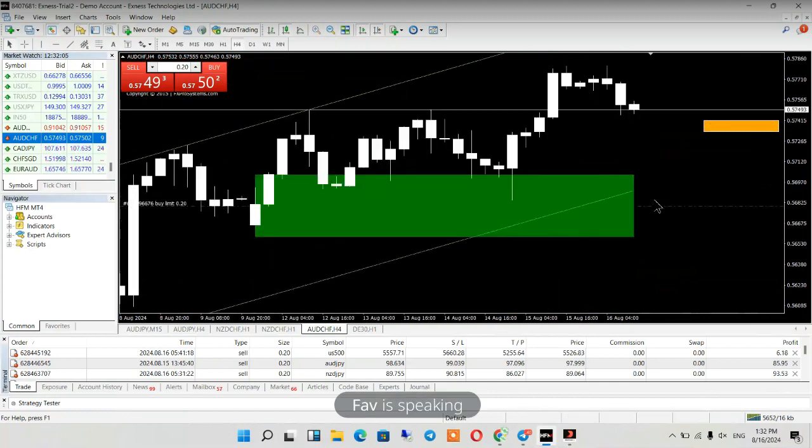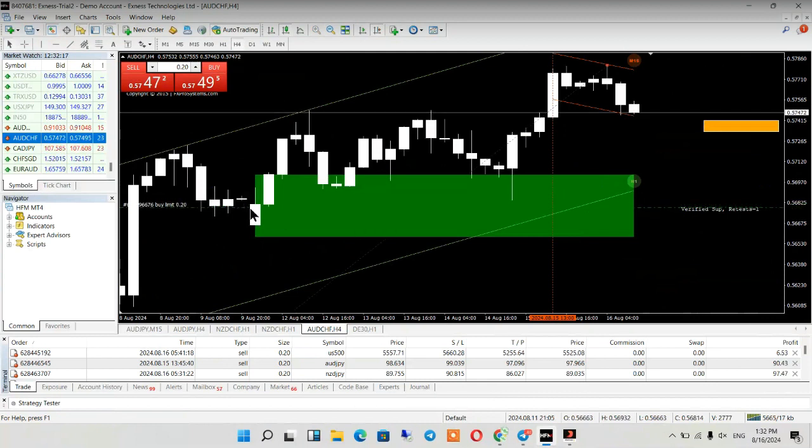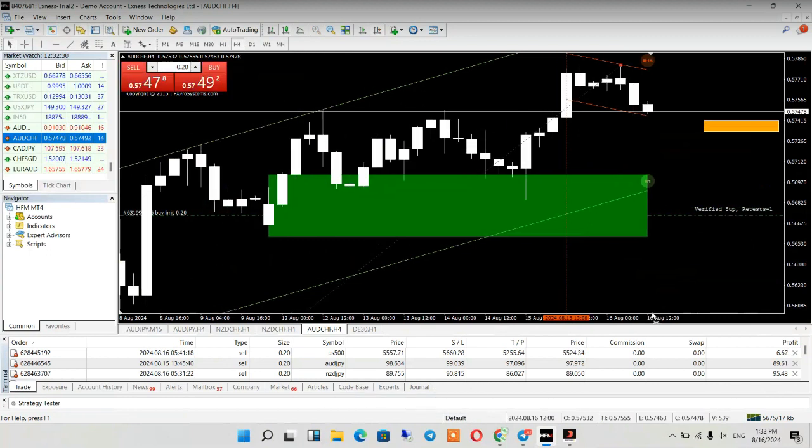Yeah, because they already told me that we have a verified support here on H4, so I don't even need to go too far. I can just put my buy limit right in the middle here. Then I'm going to bring it down. I want it to be within what looks like a little fair value gap, though it has been filled. The fair value gap has been filled, but since it is H4, it takes a while to form.